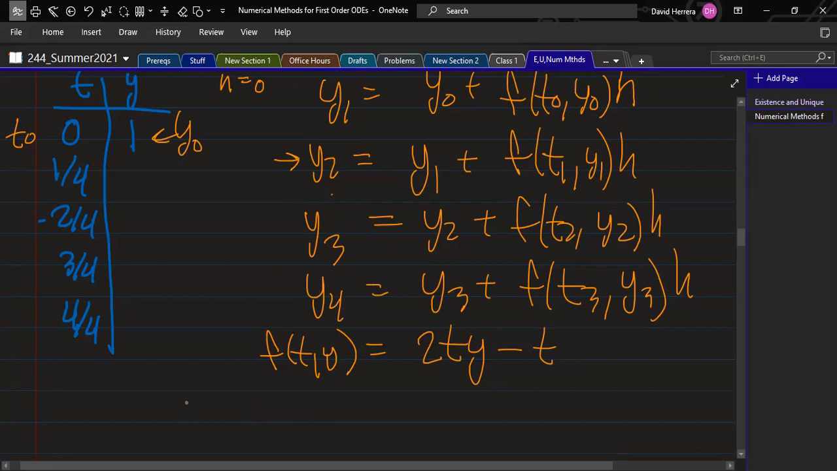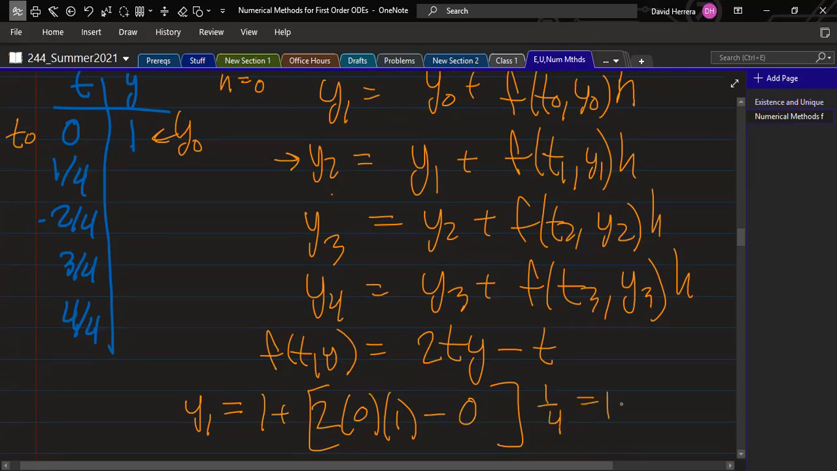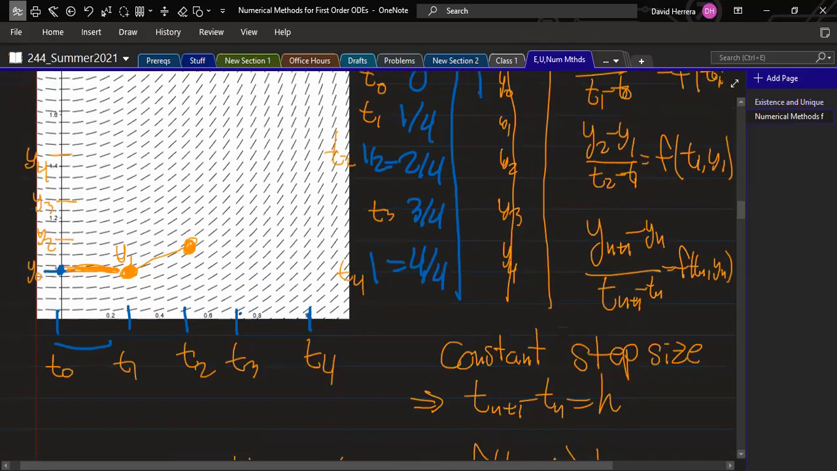So let's say y1 is y0, which is 1, plus this value right here. So it's going to be 2 times t0, t0 is 0, times y0, which is 1, minus t0, which is 0, times h. h was our step size, which is a fourth. So everything here is 0 times 1/4, which is just 1. So we see y1 is 1. And that makes sense off of our picture here, because the slope here was horizontal. We don't actually go up at all when we go over.